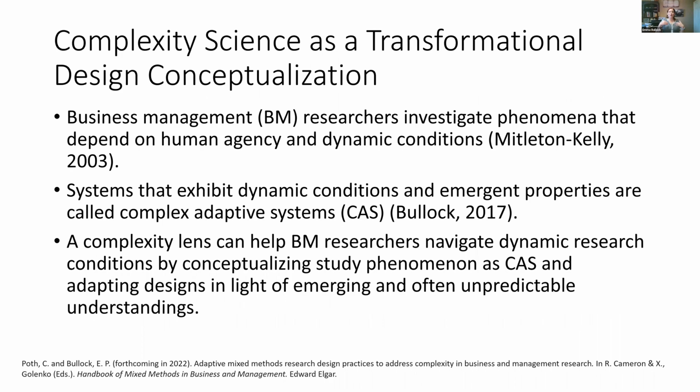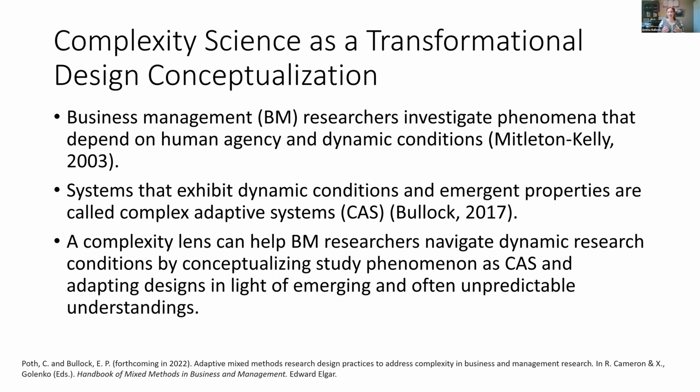So, what do we mean by complex adaptive systems and using complexity science? Business management researchers investigate phenomena, as I'm sure you are well aware, that depend on human agency and dynamic, ever-changing conditions. Systems or organizations that exhibit these types of dynamic conditions and what are called emergent properties are called complex adaptive systems. Emergent properties are properties that first become measurable when groups of individuals are brought together, or even groups of groups.